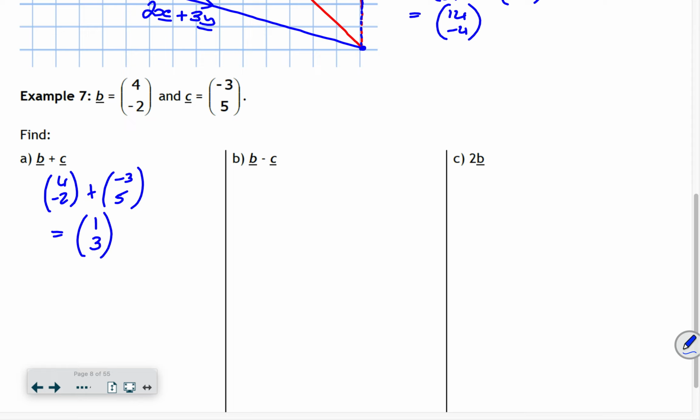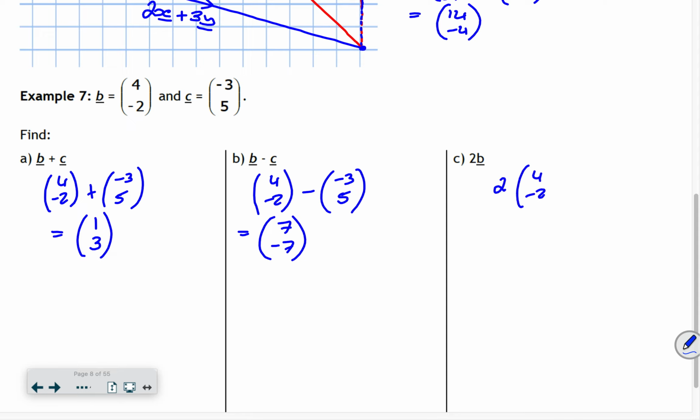Okay? Let's look at b minus c. So vector b is 4, minus 2. Take away vector c, which is minus 3, 5. So 4 minus minus 3 is 7. Minus 2 take away 5 is minus 7. Vector 2b is just multiplying the vector b by 2. So it would be 2 times 4, minus 2, which would be 8, minus 4. Just multiplying all the numbers by the number on the outside.